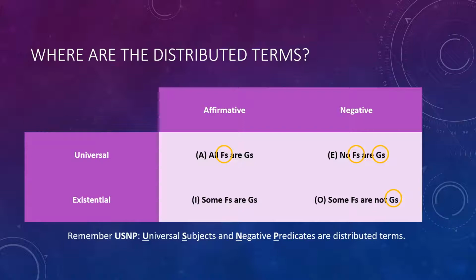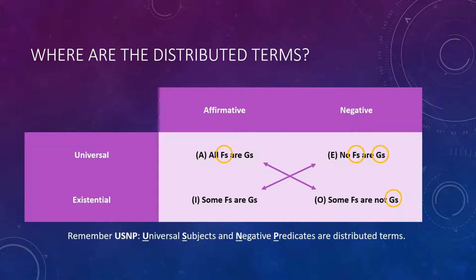A second way to remember the distributed terms is to remember that the opposite corners of this square are contradictories or logical opposites. This is the modern square of opposition. It's useful to remember that these are logical opposites because the opposite squares also have opposite distributed terms.